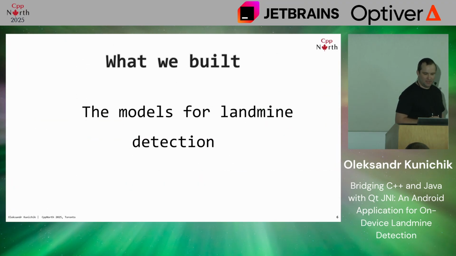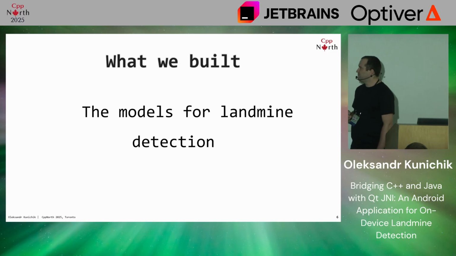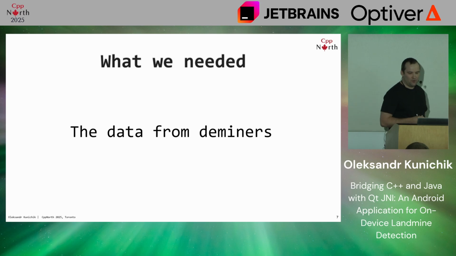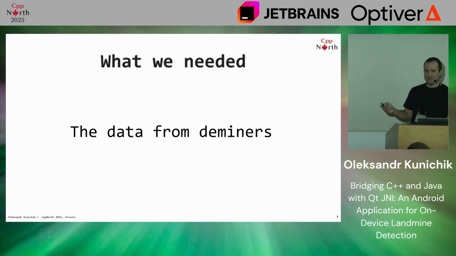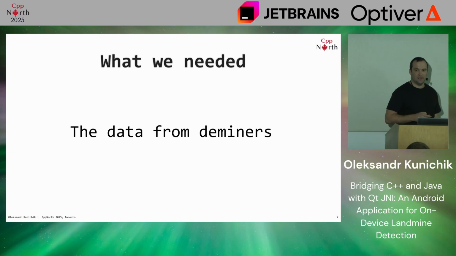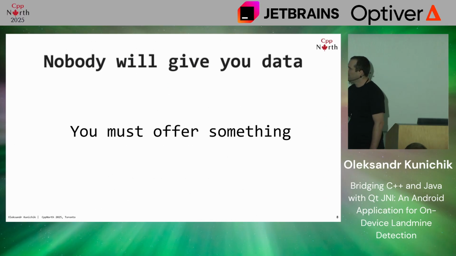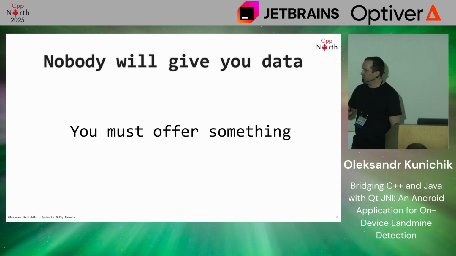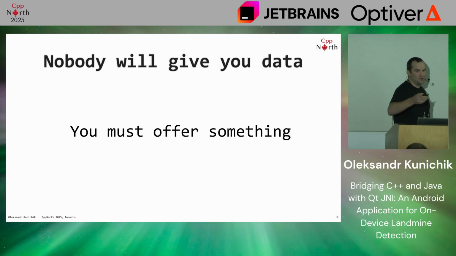During my PhD, I developed computer vision models for landmine detection, but models by themselves don't save lives. So we needed data from professional deminers: photos of actual explosive devices, and classification details. This data is crucial for training AI models. But here's the challenge. This kind of data isn't just handed out for free, so we have to offer something, bring something to the table.